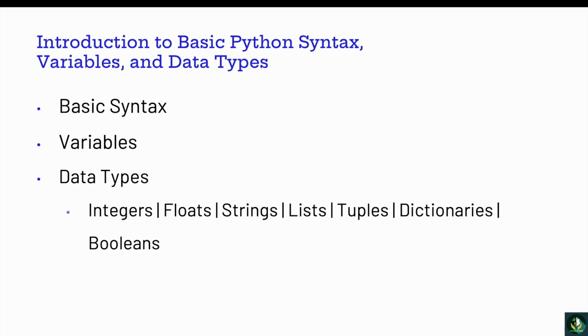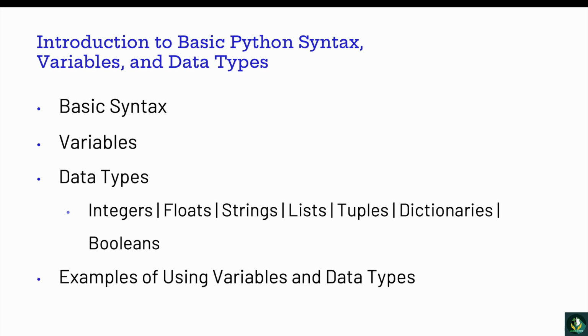Then we're going to look at tuples, which are ordered immutable collections, which we'll look at in our examples, and how they are different from lists. Then we're going to look at dictionaries, which are key value pairs. And then finally, we'll look at booleans, which are true or false values used in logical operations.